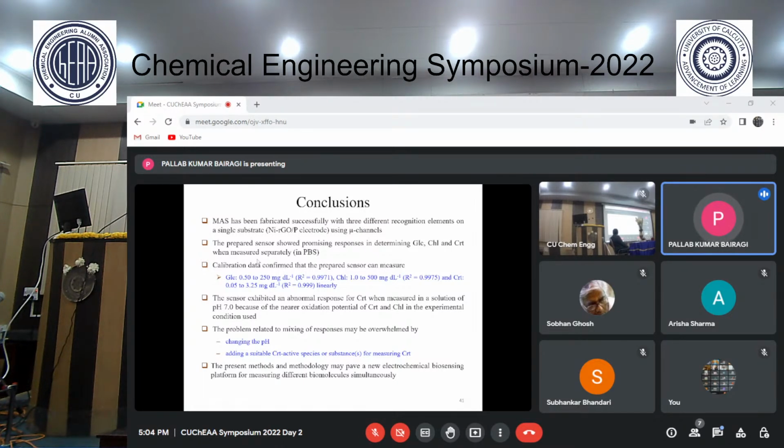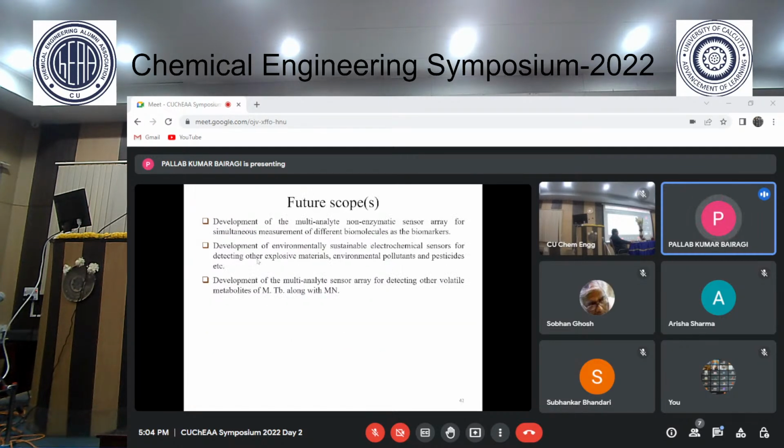However, this sensor exhibits an abnormal response for creatinine when measured in a solution of pH 7 because of the nearer oxidation potential of creatinine and cholesterol in the experimental condition used, which can be overcome by changing the pH or by adding a suitable creatinine active species or substances for measuring creatinine, or by using both remedies. The present method and methodology may pave a new electrochemical biosensing platform for measuring different biomolecules simultaneously also. These are the future scope.